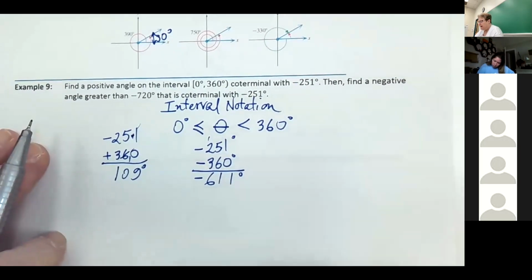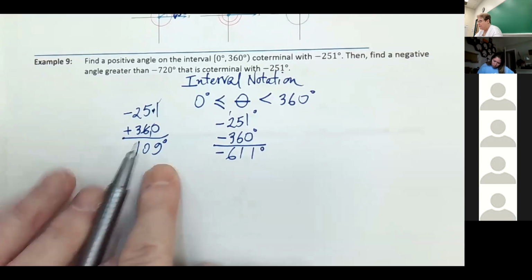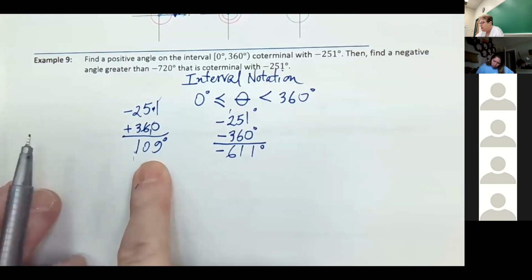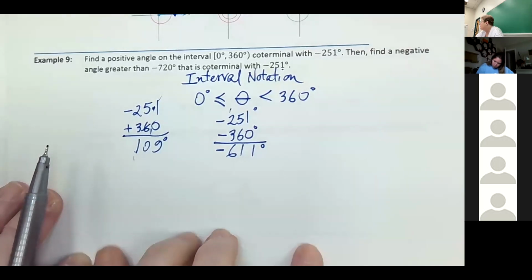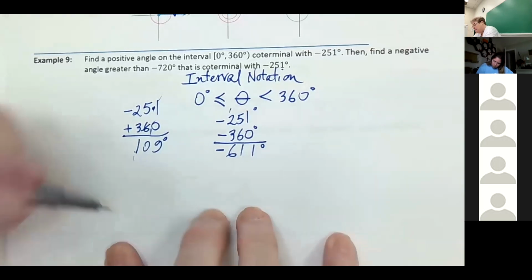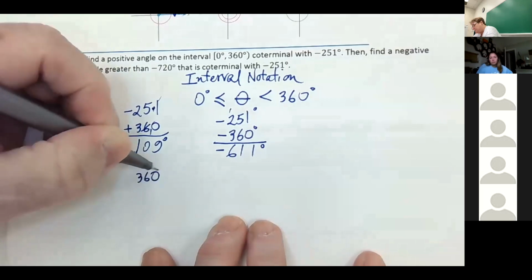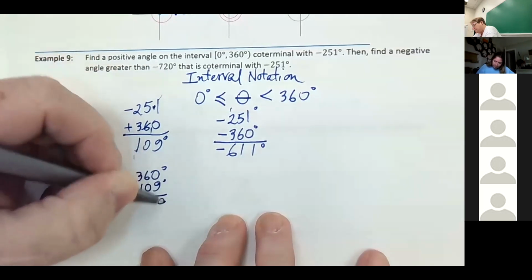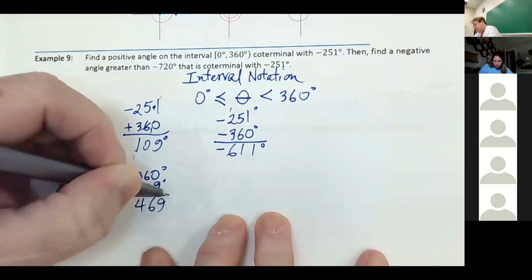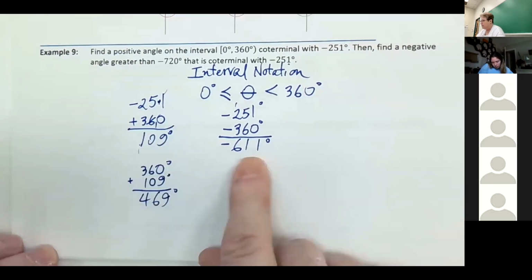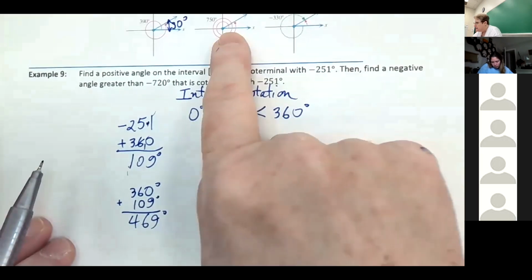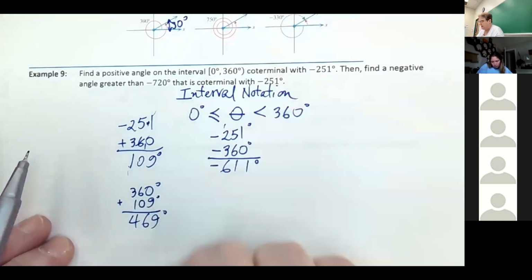What if we wanted an angle larger than 109 that was coterminal with 109 degrees? How would we do that? Good. So 964 degrees. So all of these angles are coterminal because they have the same initial side and the same terminal side.